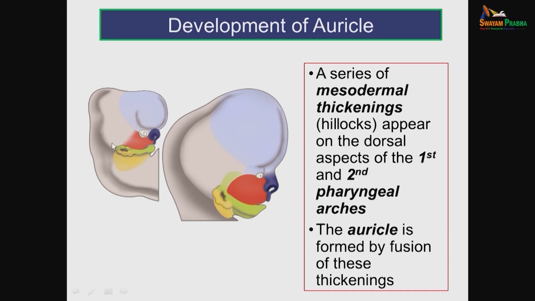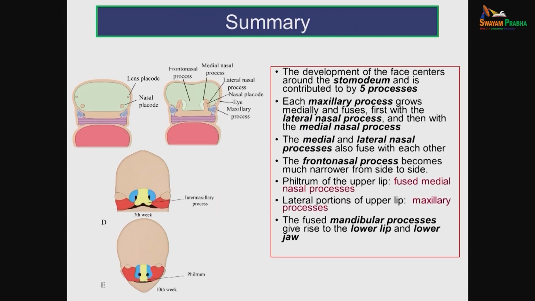So, this is the dorsal end of the first and second pharyngeal arches, where you are seeing the mesodermal thickenings. These are called auricular hillocks. These auricular hillocks, or the mesodermal thickenings, fuse and form the auricle. So, that is the development of the auricle. We have till now learnt the development of face, eye and also the auricle.